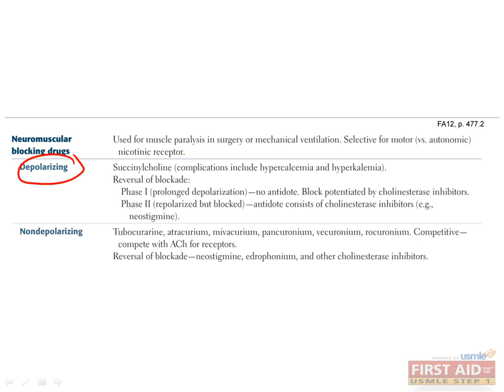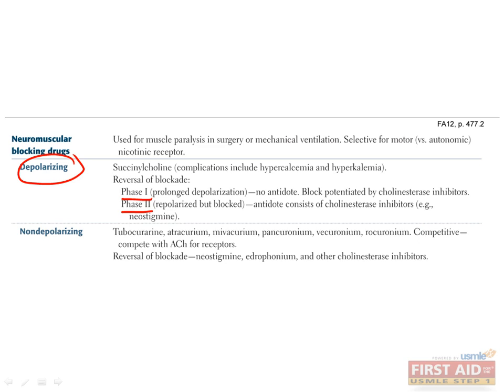Thus, phase 1 block is the time when the membrane is depolarized for such a long time that it's unresponsive to further stimuli. Initially, there's some muscle fasciculation, but eventually this results in flaccid paralysis due to resequestration of calcium by the sarcoplasmic reticulum. Phase 2 occurs with continued exposure to succinylcholine. The membrane repolarizes but is desensitized, so it's not responsive.